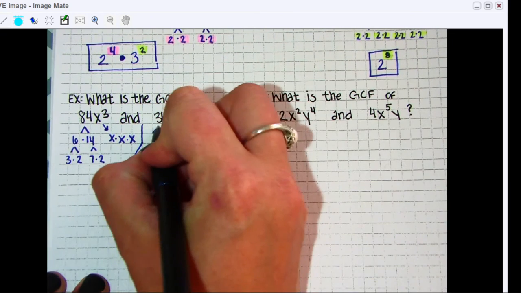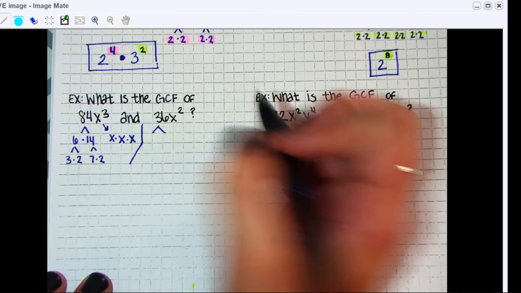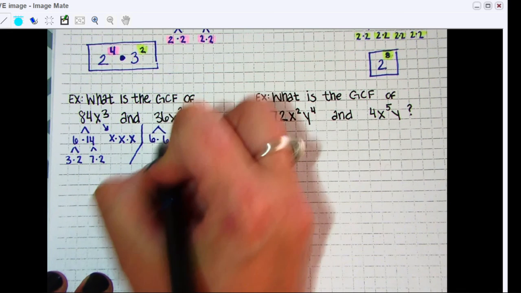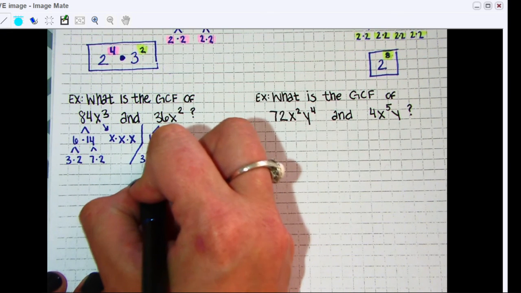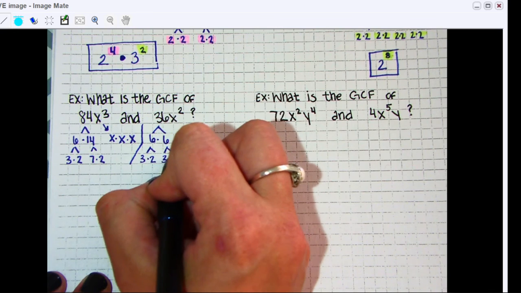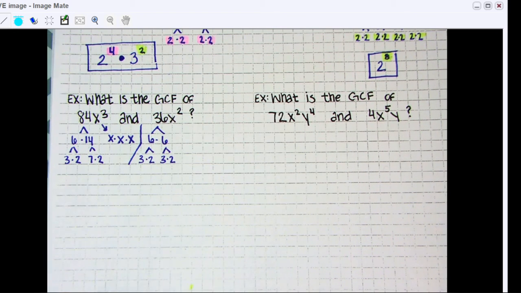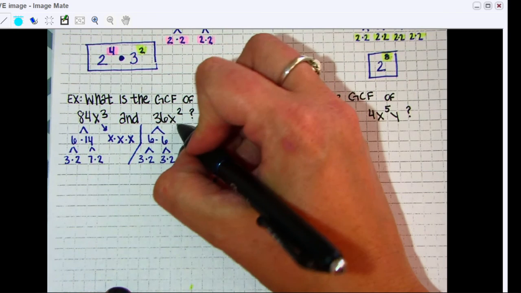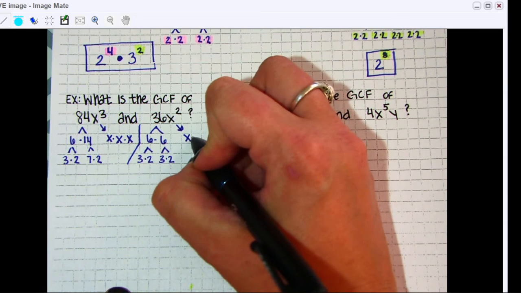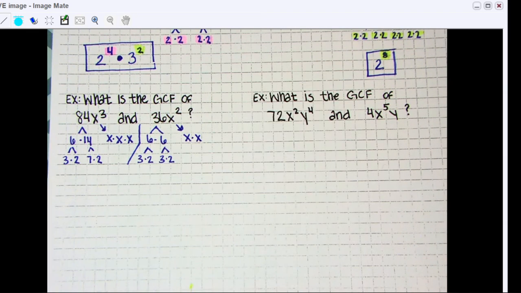So how do we break 36 up? 6 times 6. And then again, 6 is not prime, so we've got our 3 times 2. 3 times 2. Then break up x squared. So x squared is just x times x. So what we've done is we've broken it down to its prime factorization.